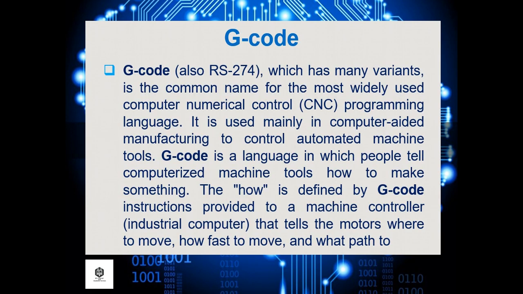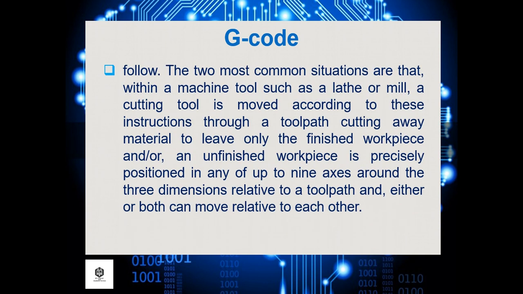G-code. G-code, also RS-274, which has many variants, is the common name for the most widely used computer numerical control or CNC programming language. It is used mainly in computer-aided manufacturing to control automated machine tools. G-code is a language in which people tell computerized machine tools how to make something. The how is defined by G-code instructions provided to a machine controller or industrial computer that tells the motors where to move, how fast to move, and what path to follow.